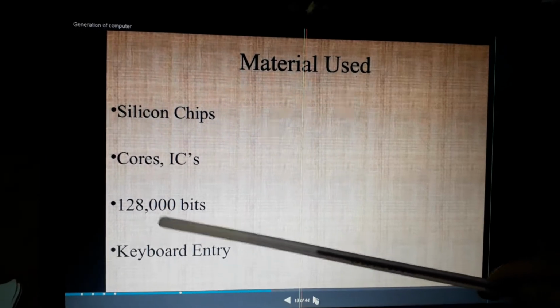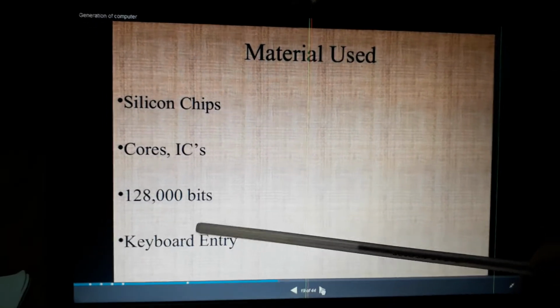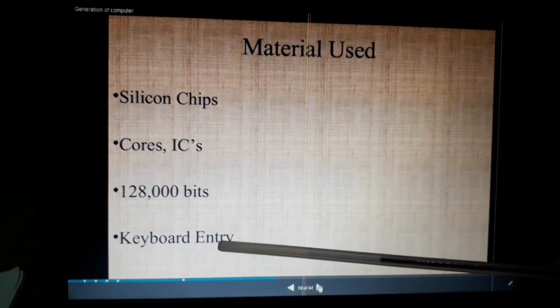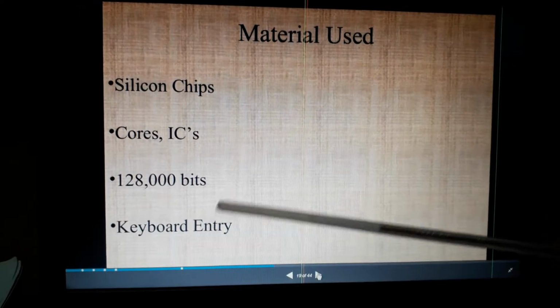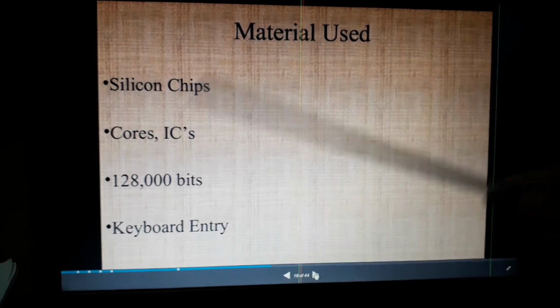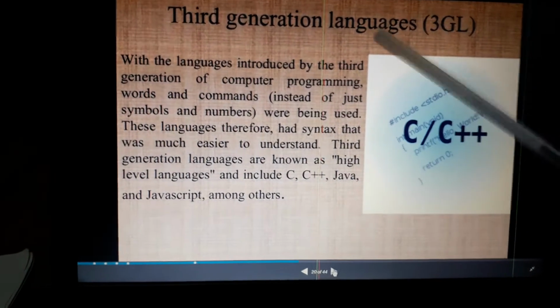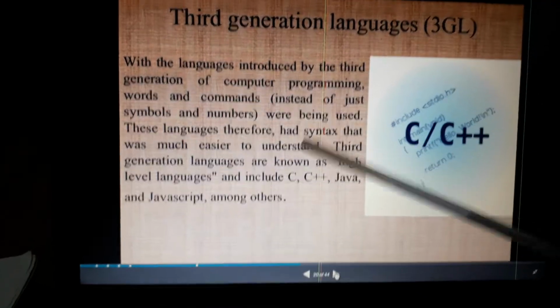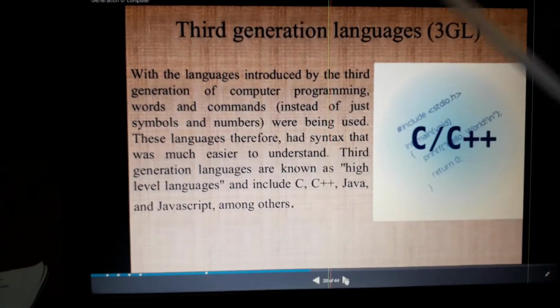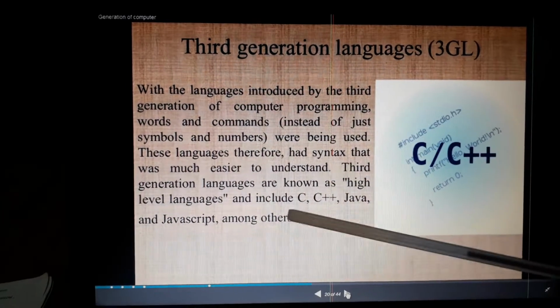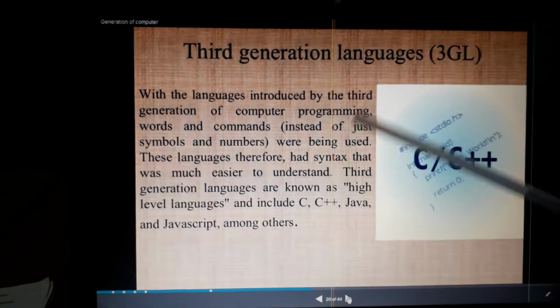And here they use 1,28,000 bits. So here gigabyte started. Then keyboard entry started in some other way. So it is very flexible compared to the previous one. And what language they use for programming purposes, this is very important. From that time your BASIC, Fortran, C++, everything started.